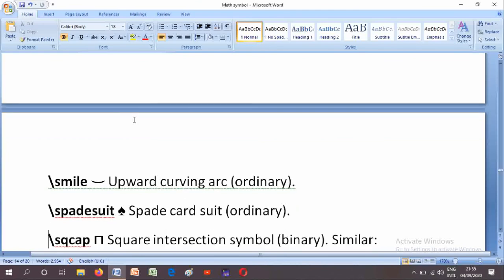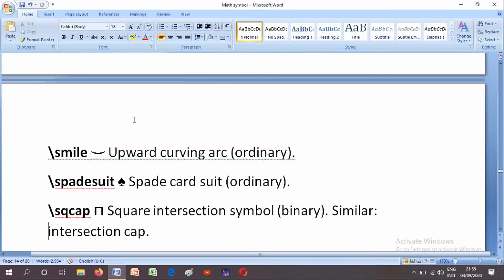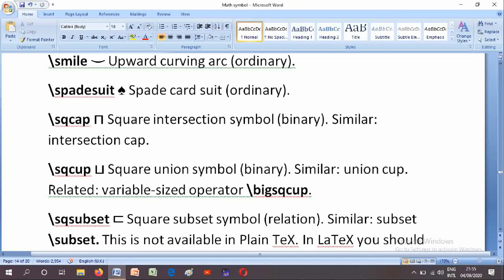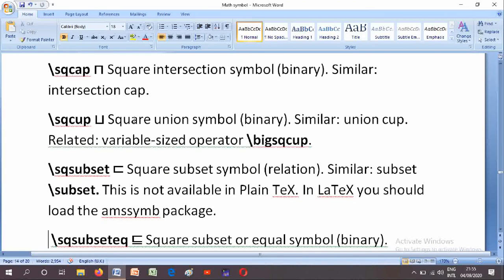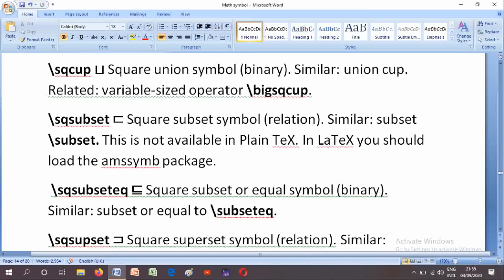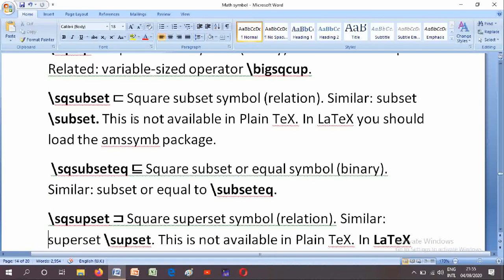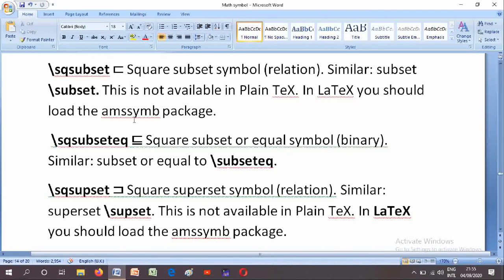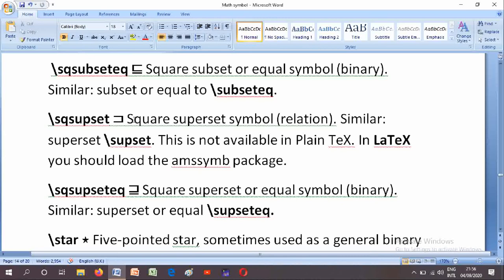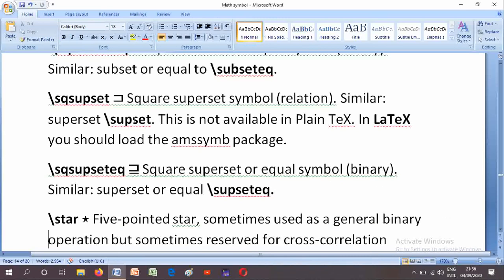\smile, small upward curving arc, spread suit. \sqcap, square intersection symbol, and \sqcup, square union symbol, and similar is \bigsqcup. And \sqsubset, square subset symbol relation, similarly is \subset. And \sqsubseteq, square subset or equal symbol, and similar is \subseteq. \sqsupset, square superset symbol relation, similarly \supset. This is not available in plain text. In LaTeX you should load the amssymb package. \sqsupseteq, square superset or equal symbol, and similar is \supseteq.